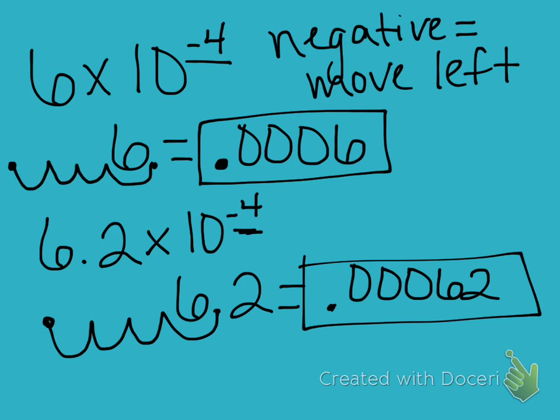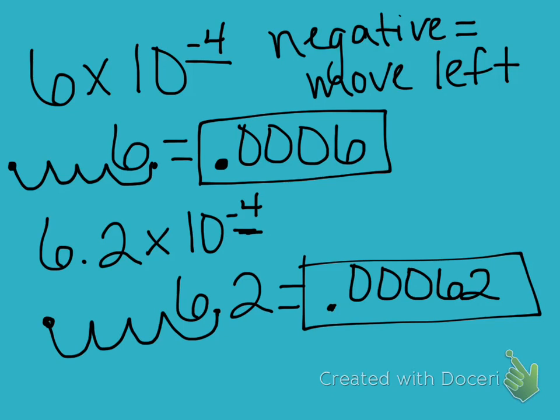Now, if we have a negative exponent, that negative exponent is telling us to move left. Again, this is only when we're going from scientific notation to standard form. Now, we're given 6 times 10 to the negative fourth, and remember, we're moving left because that negative 4 tells us that we're moving left. Now we have to place the decimal.